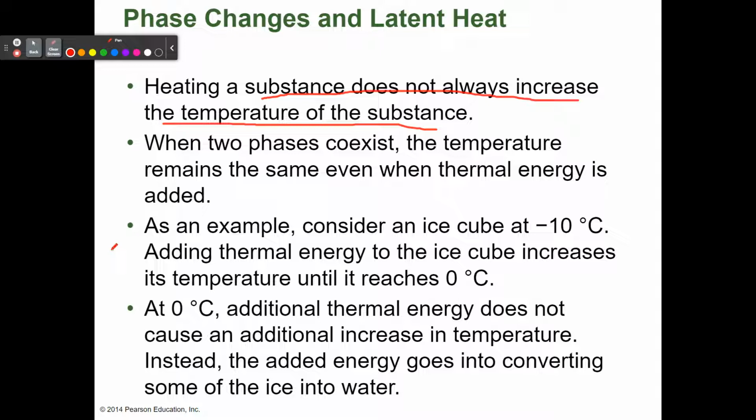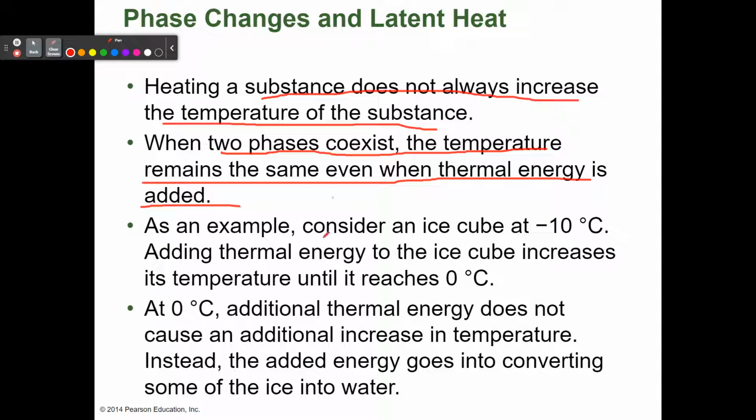All right, so when two phases coexist, the temperature remains the same even if we add heat. So you need to make sure you have that written down. If two phases coexist together, so if we have a liquid and a gas together, or a liquid and a solid together, then even if we add more thermal energy or add more heat, the temperature is going to remain the same.